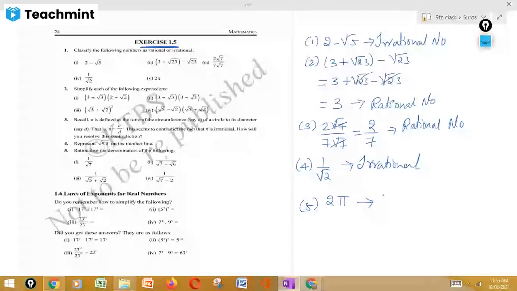Sir, can I, sir? Yes. Sir, pi is an irrational number, sir. What I needed is this thing. Pi is an irrational number. 2 is the rational number, sir. When there is an operation between an irrational number and a rational number, sir, we get an irrational number, sir.